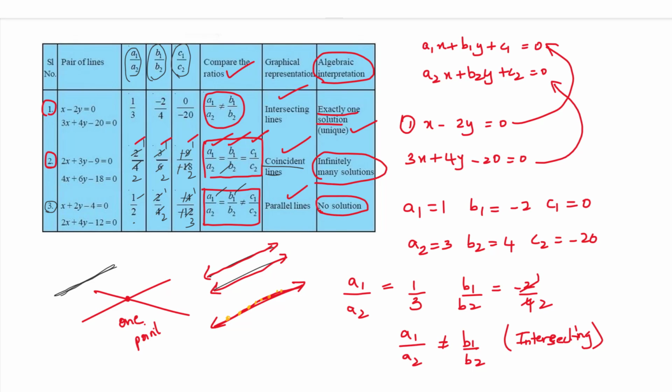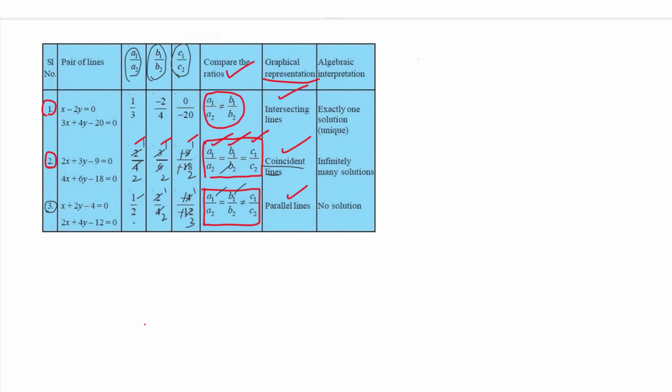Because intersecting lines meet at one point, you say one solution or unique solution, and coincident lines meet at many points, we say infinitely many solutions. Parallel lines don't even meet at any point, so we say no solution. So based on the graphical representation, we can interpret whether the pairs of linear equations are consistent or inconsistent. What we have to remember here is, they can only be consistent if the graphs are meeting, and inconsistent if they don't meet.